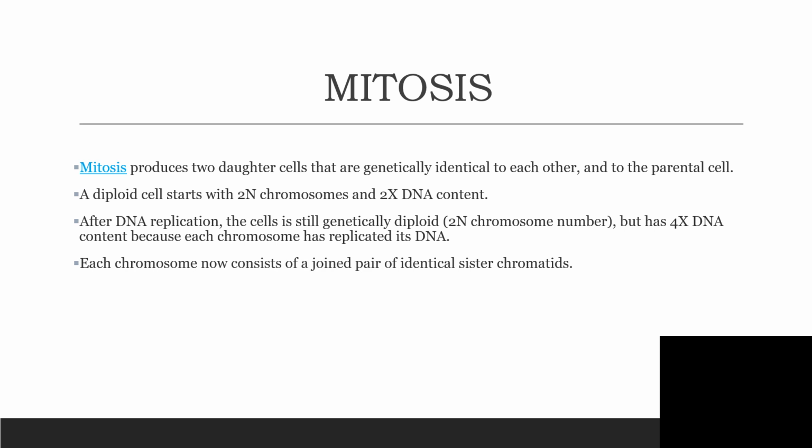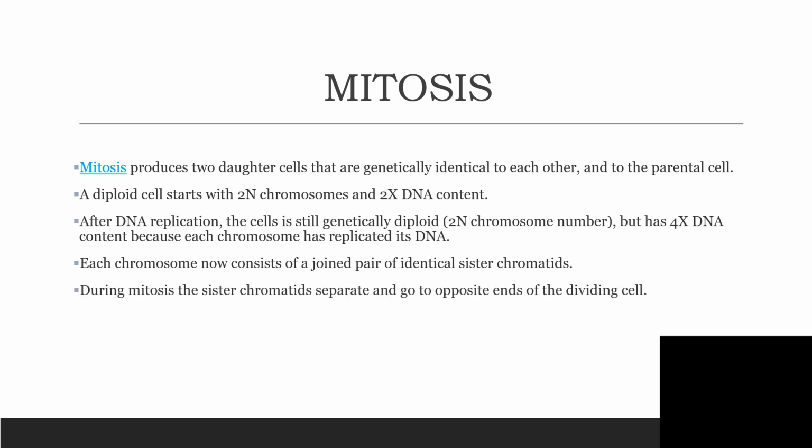Each chromosome now consists of a joint pair of identical sister chromatids. So during mitosis, the sister chromatids separate and go to the opposite ends of the dividing cell.